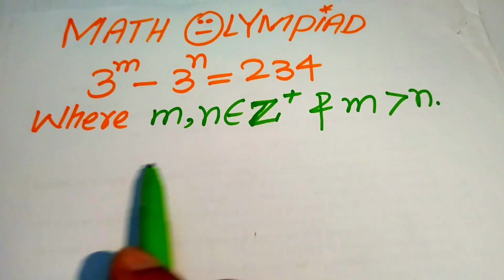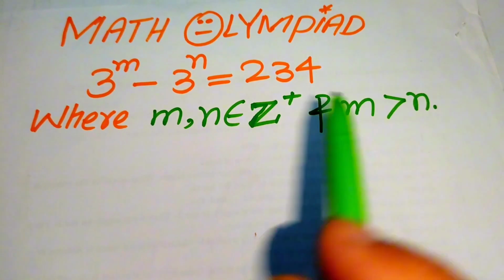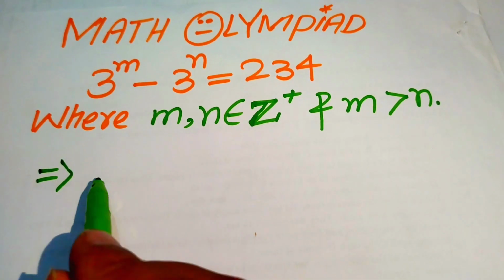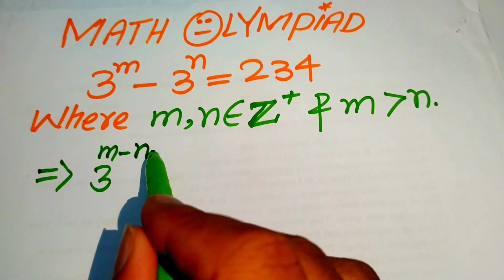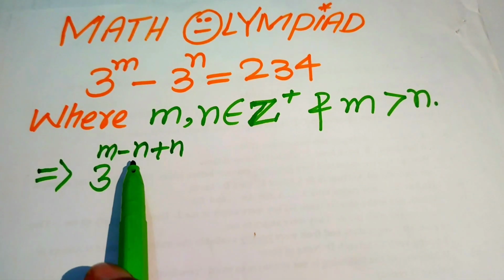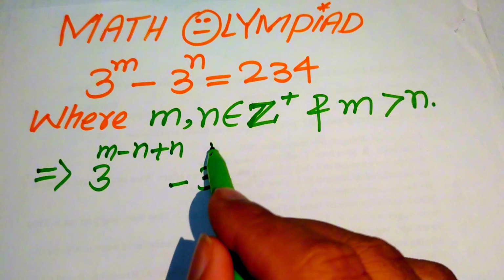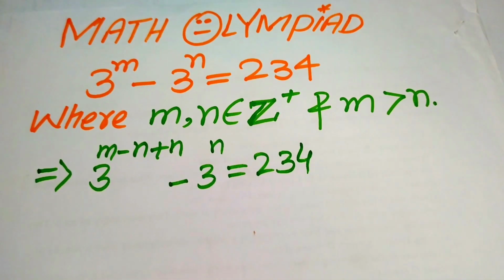Here we know that m is greater than n, or n is lesser than m, so first we rewrite this equation as 3 to the power of m minus n plus n, because n is lesser than m, so we add and subtract n here, and we write it as minus 3 to the power of n equals 234.